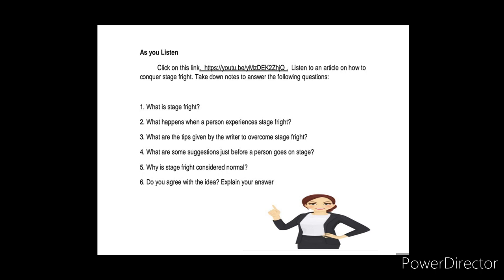Number 1, let us all read. What is stage fright? 2. What happens when a person experiences stage fright? 3. What are the tips given by the writer to overcome stage fright? 4. What are some suggestions just before a person goes on a stage? 5th, why is stage fright considered normal? And last, do you agree with the idea? Explain your answer.